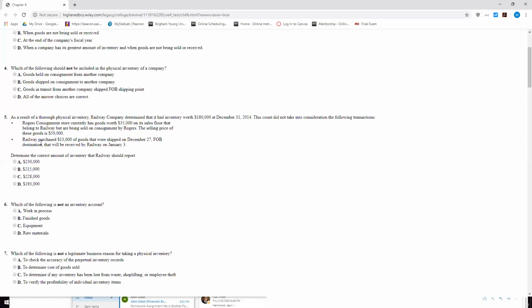Let's see. So we're the purchaser of $13,000 worth of goods. A purchaser is someone who buys something. So Railway is the buyer, FOB destination, which means Railway is not going to take possession of those goods until it gets to Railway on the 3rd. So we correctly left that out of our inventory. That shouldn't be part of our inventory.